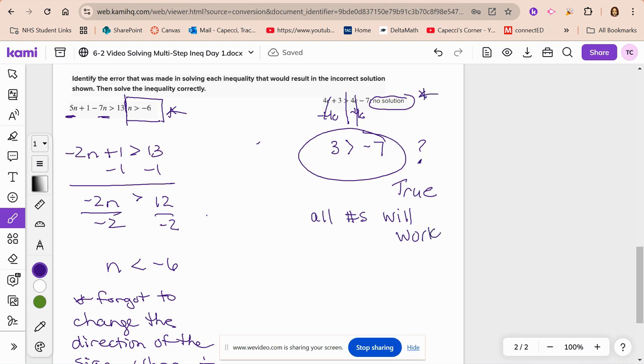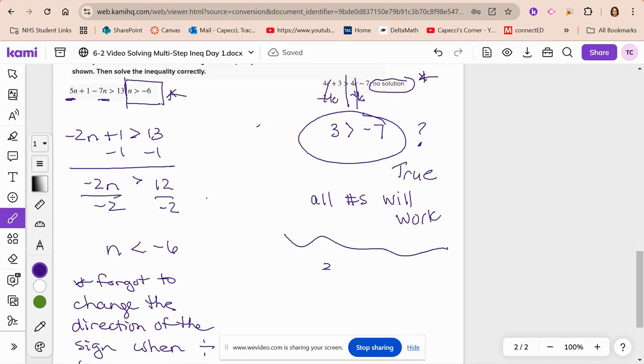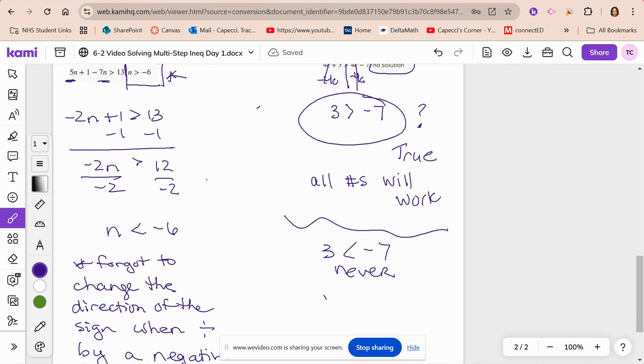Okay, so that's what the mistake was up here. This one says no solutions. So here's the thing. When would it be no solutions? What if we change the sign the other direction? 3 is never less than negative 7. So that would be no solution. So just so you know the difference between no solution and all numbers.